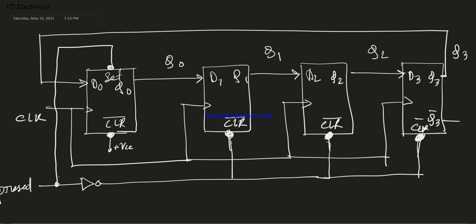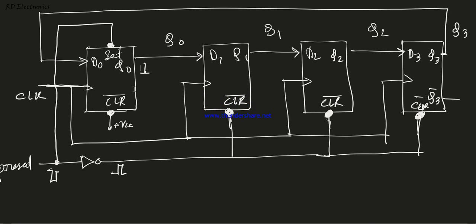Before applying any clock, first of all, apply preset here. You apply preset active low. If preset is active low, then this is active high. So all clears are inactive, but the set is active. If the set input is activated, the output is equal to 1. So first of all, we write the initial state Q3, Q2, Q1, Q0. The initial state: this is 0, this is 1, and all remaining bits are equal to 0.